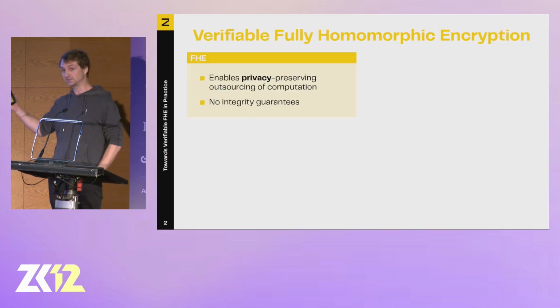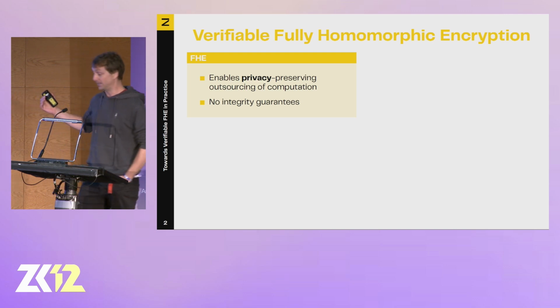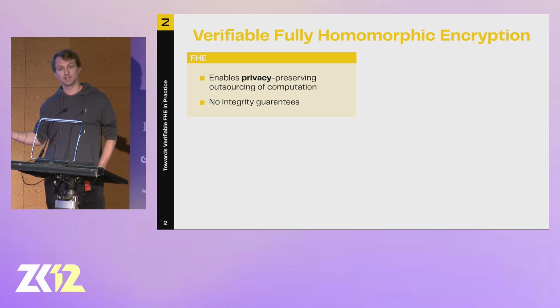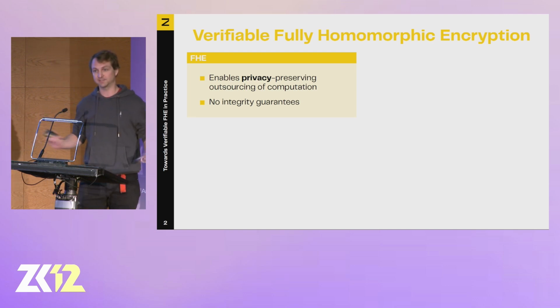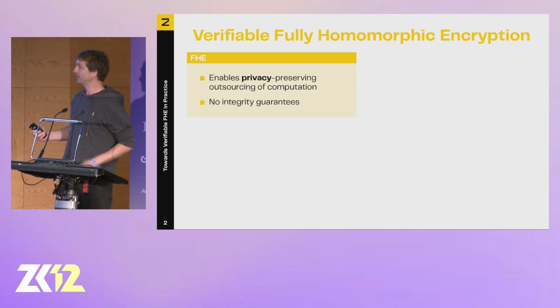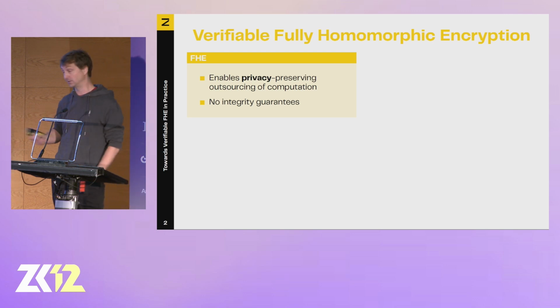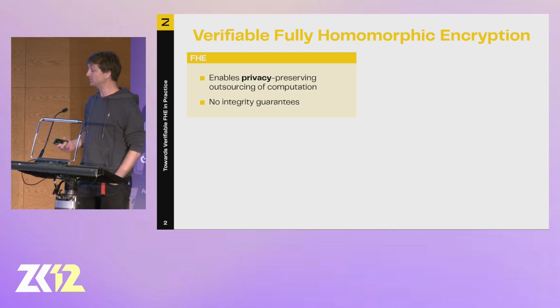FHE is this amazing primitive that allows you to encrypt your data, send it off to a server, the server can compute on it and send you back the result, and it never needs to decrypt. It doesn't need to know the secret key, it can just do it. And in this sense, it enables privacy-preserving outsourcing of computation. So you can outsource your computation without having to compromise on privacy.